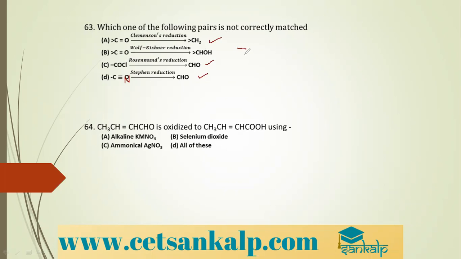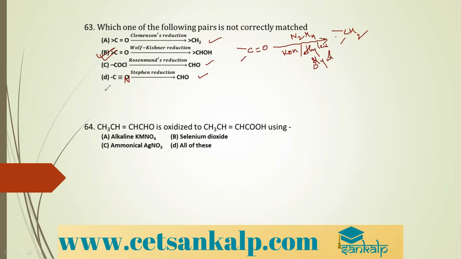But Wolff-Kishner's reduction says that when a carbonyl compound is subjected to reduction using hydrazine (N2H4), KOH, and ethylene glycol, I get the corresponding alkane. So this is a reduction where we get alkanes, but they have shown us alcohol. So that is not the right option. This is not correctly matched.